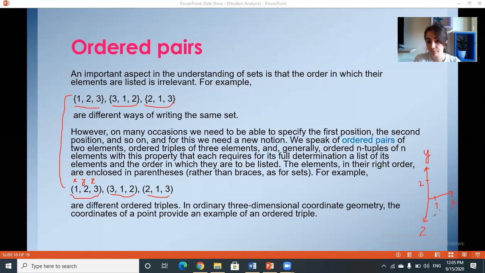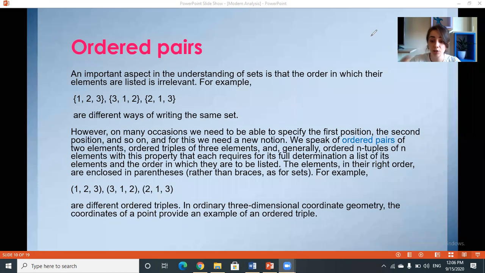You see, this point is here. But in the second ordered triple, X is 3, while here X is 2. You see, they are different ordered triples. Can you imagine the difference between ordered pairs and just listed elements? And let's continue.